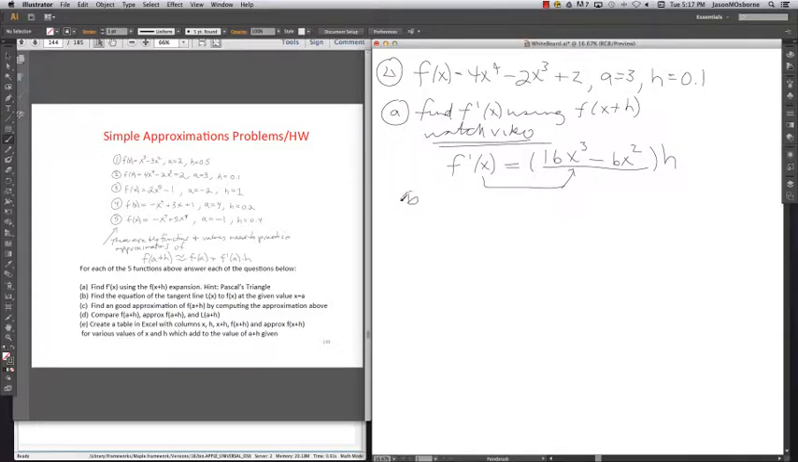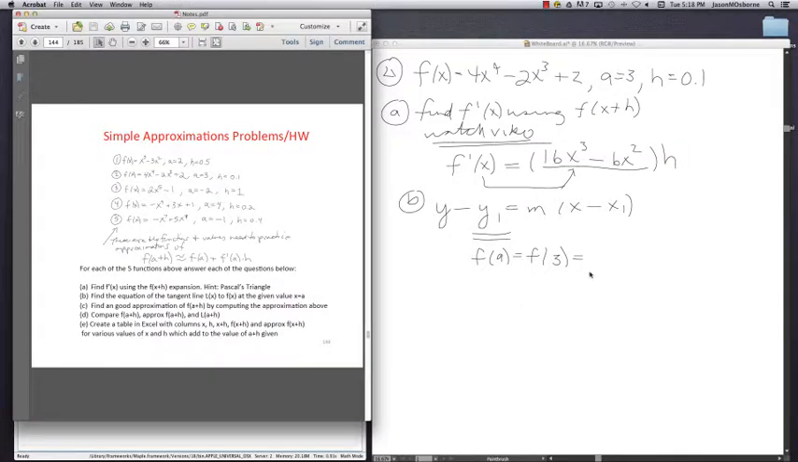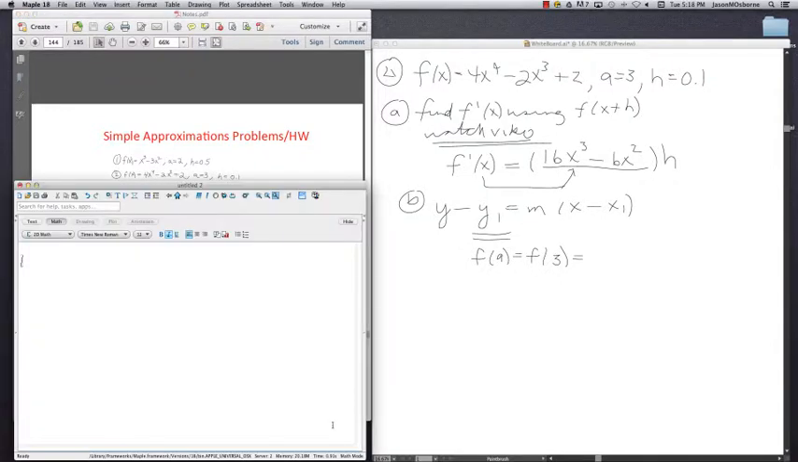In part B, you're trying to find the tangent line. The equation of the tangent line is y minus y1 equals m times x minus x1. The y1 value is the function evaluated at a. In this case, our a value is 3. And when you put 3 into the function, I think you get 272, but let me check that with my calculator.